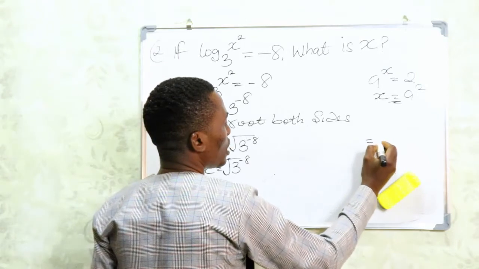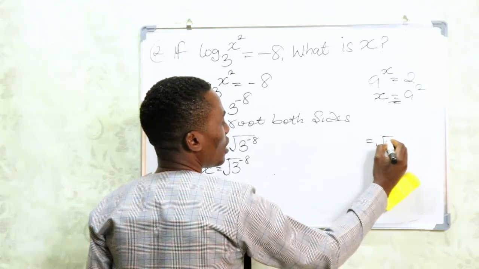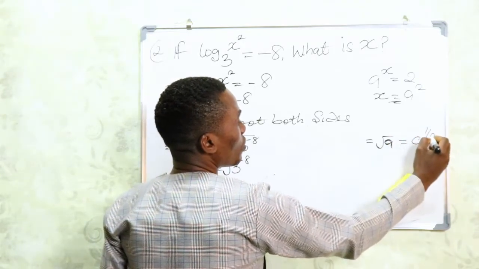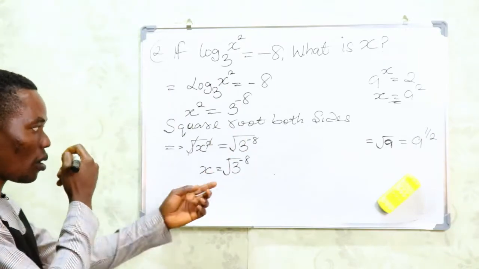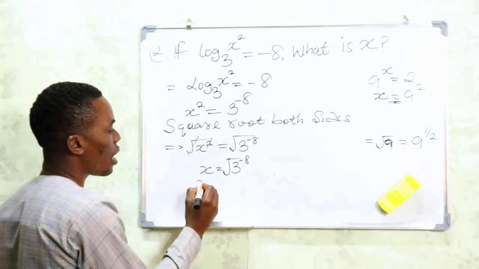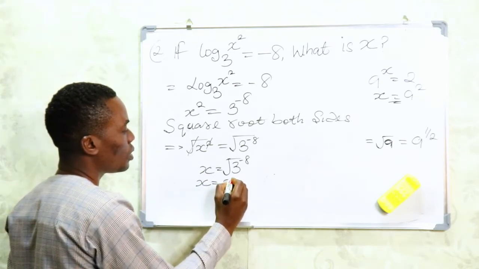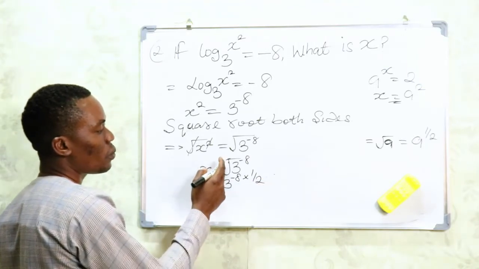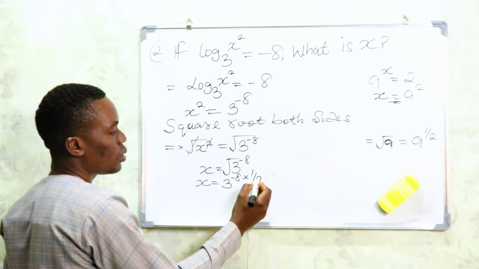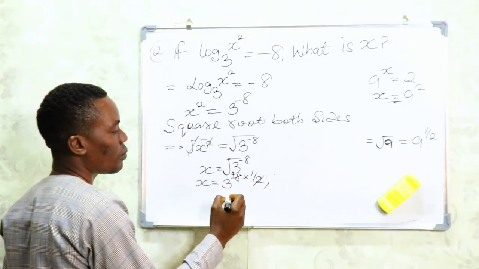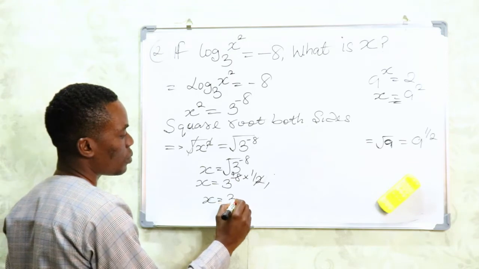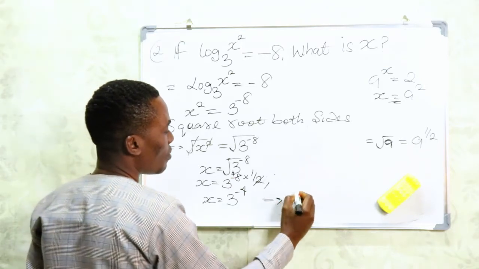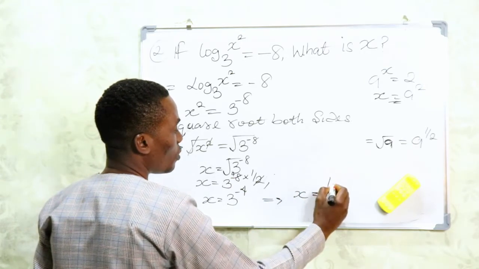You should recall that the square root of a can be equal to a raised to the power 1 over 2. The application of most of these rules will help us go about solving this. So our x will now be equal to 3 raised to the power minus 8 times 1 over 2, because the square root has become 1 over 2. So 2 will cancel this to give you 4. So our x will now be equal to 3 raised to the power minus 4. Simplifying this further, we'll have x equal to 1 over 3 raised to the power 4.